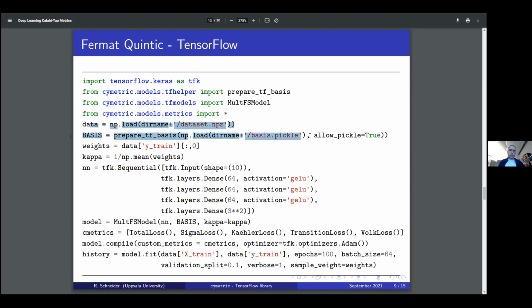Then we load the training data and we load all the information of our Calabi-Yau and save that in these 2 variables. We compute the kappa value in the Monge-Ampère equation, which we had above before, from the integration weights. So this is a known formula. And then we set up the neural network.